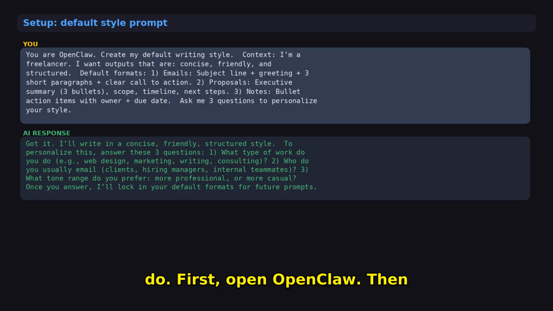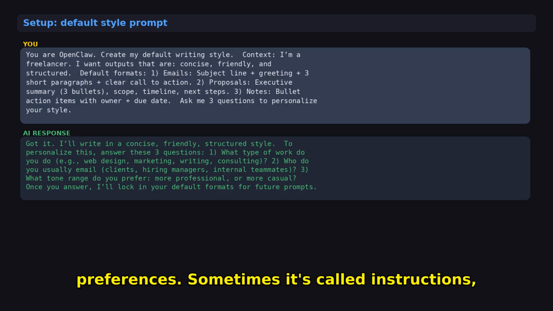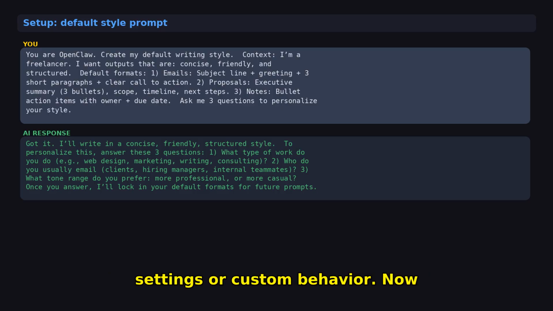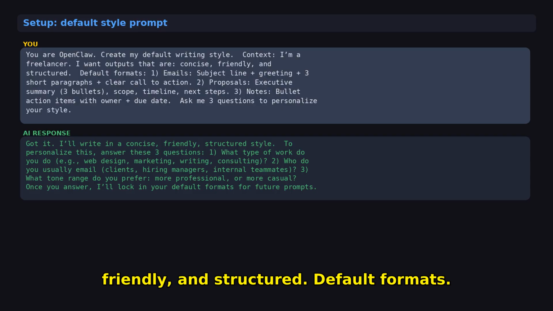First, open OpenClaw. Then find the area where you can set instructions or start a new chat with system preferences. Sometimes it's called instructions, settings, or custom behavior. Now paste this prompt. "You are OpenClaw. Create my default writing style. Context: I'm a freelancer. I want outputs that are concise, friendly, and structured.